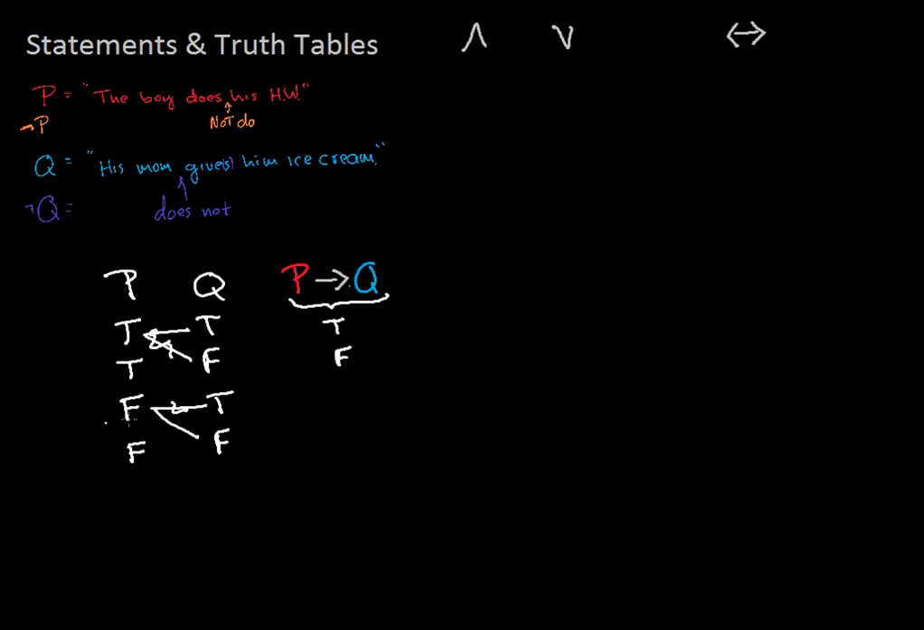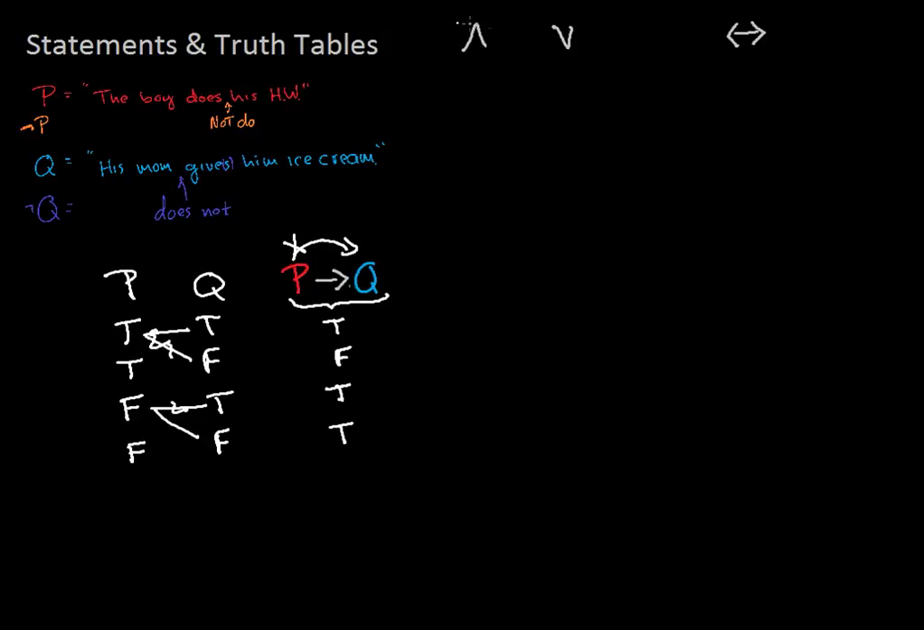Now, if the boy does not do his homework, then you can't move from the condition to the reward because the condition was not met. So it doesn't even matter. The mom could give the boy ice cream even if he didn't do his homework, that would be a bad idea because you don't want to reward negative behavior. But if the boy doesn't do his homework, then he can't prove the mom was a liar. So these will both be true because the mom is honest.